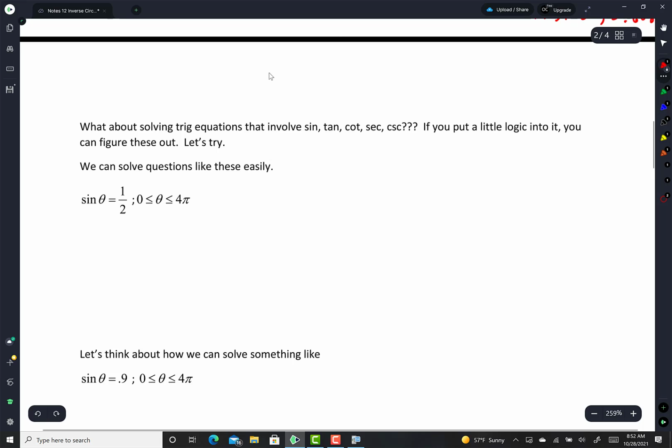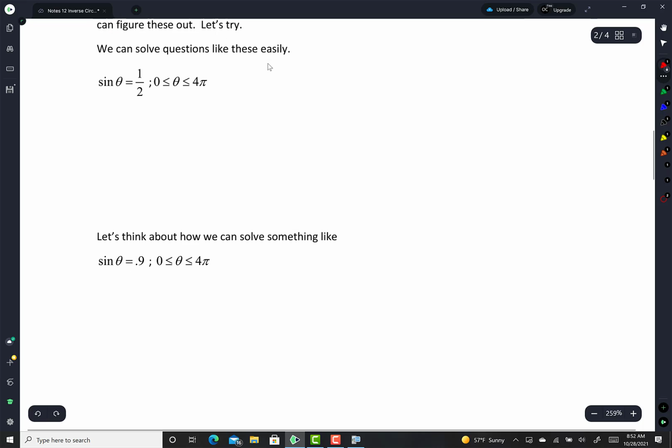So you guys are now pros at solving inverse for cosine. What about others like sine, inverse sine, and arctan? That's what we're going to find out right now. Let's put a little logic. Let's first do one with a perfect coordinate. So I have here sine equals a half.